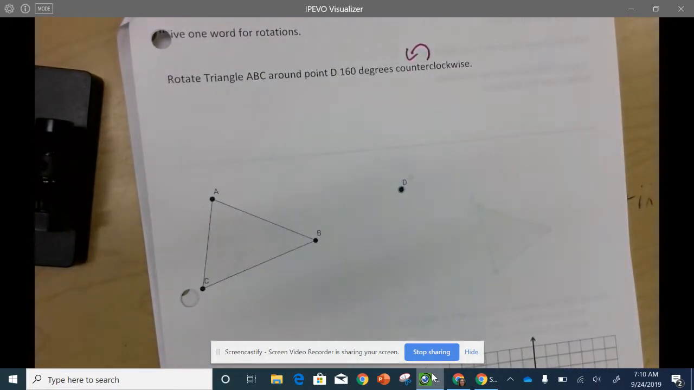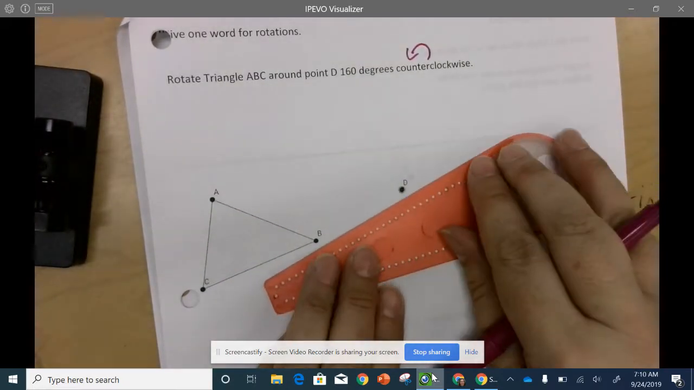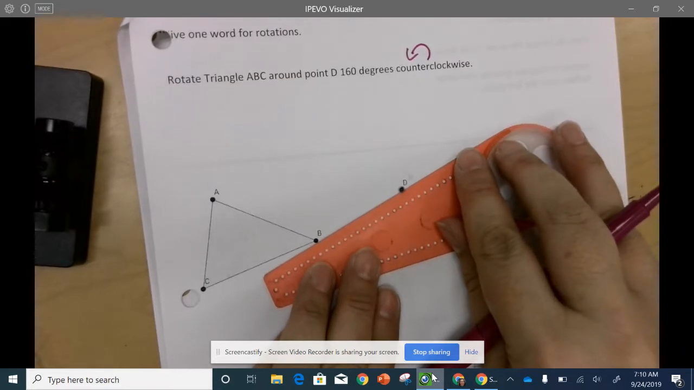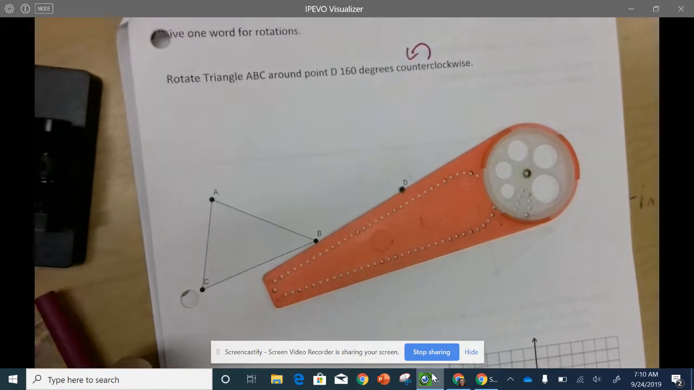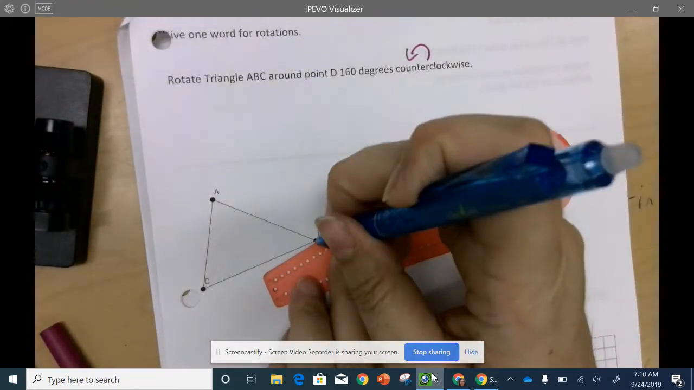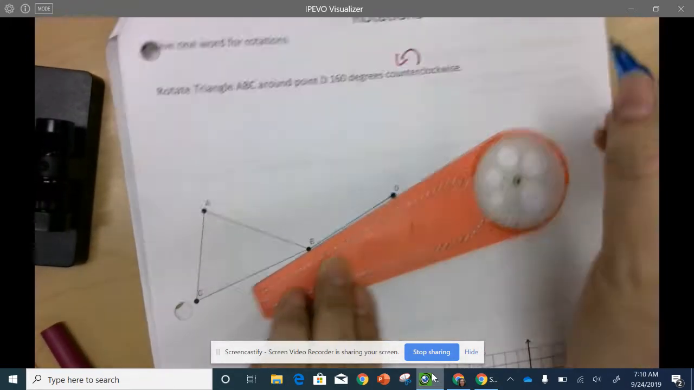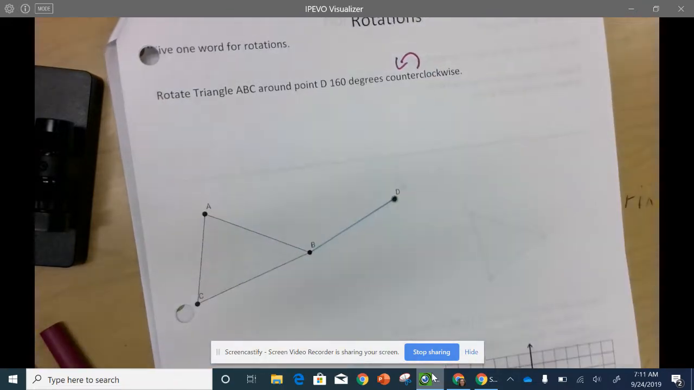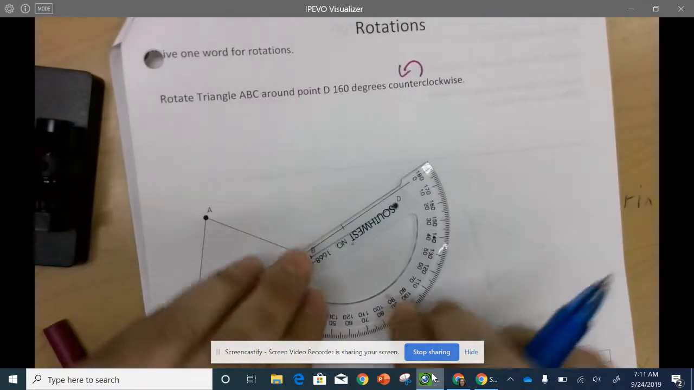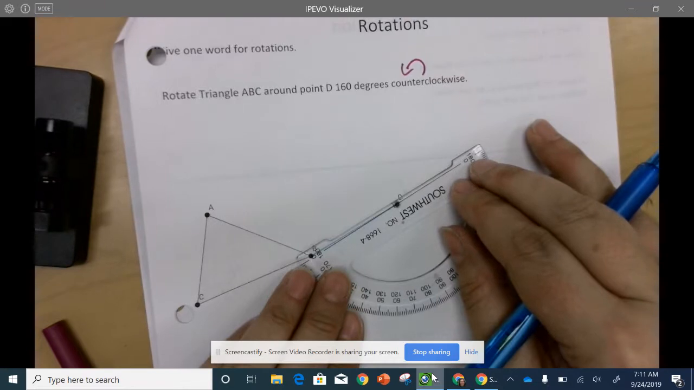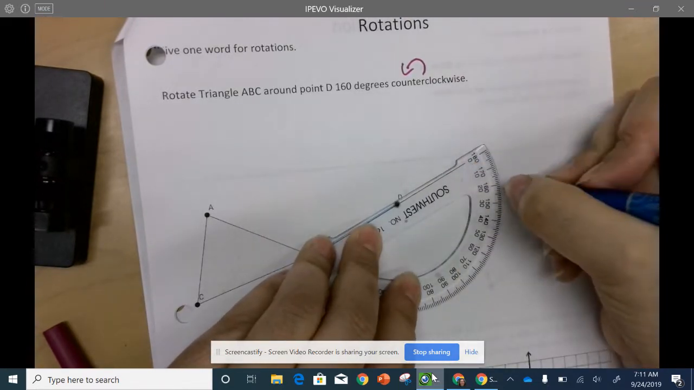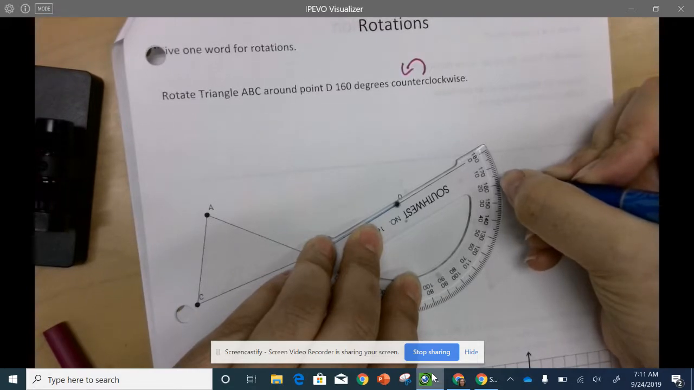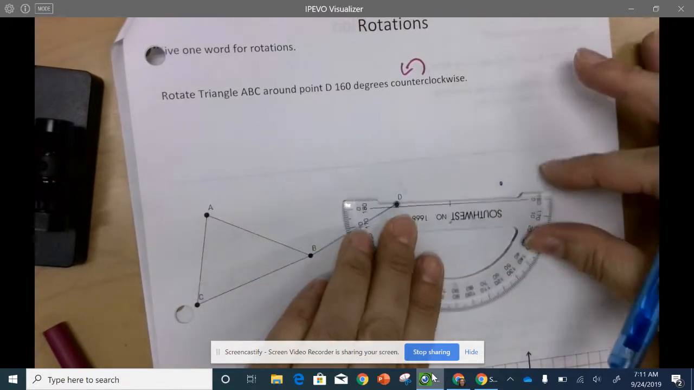So I'm going to go ahead and draw my lines. So D to B. So make segment DB. And then I'm going to put my compass. I'm going to measure 160. So 160 is all the way over here. I'm going to go ahead and connect that.